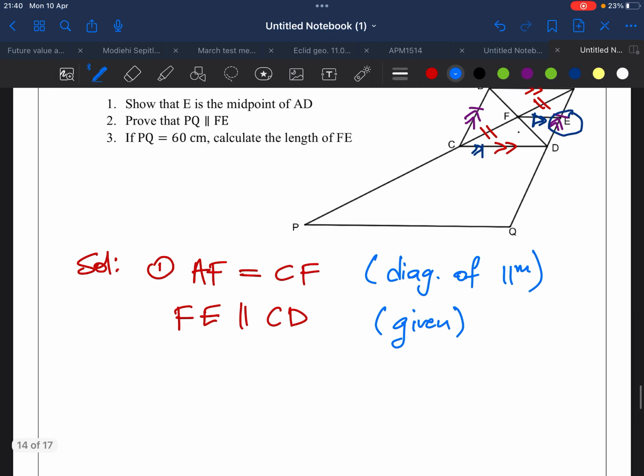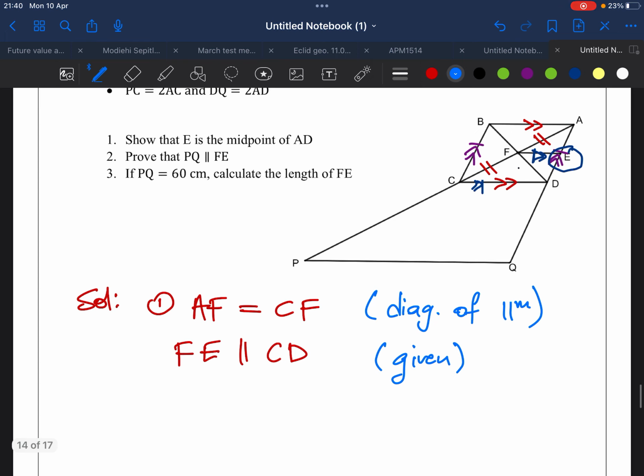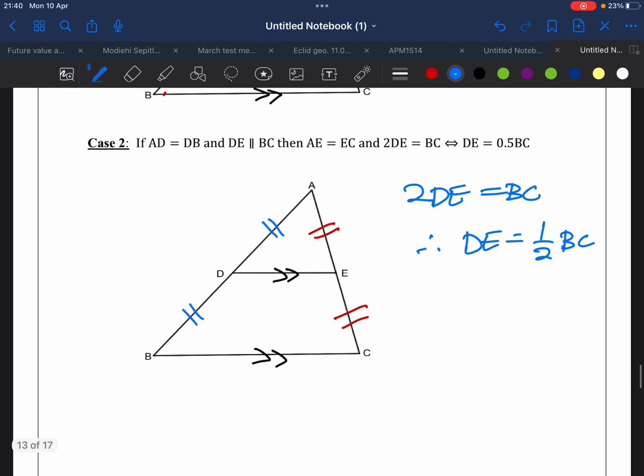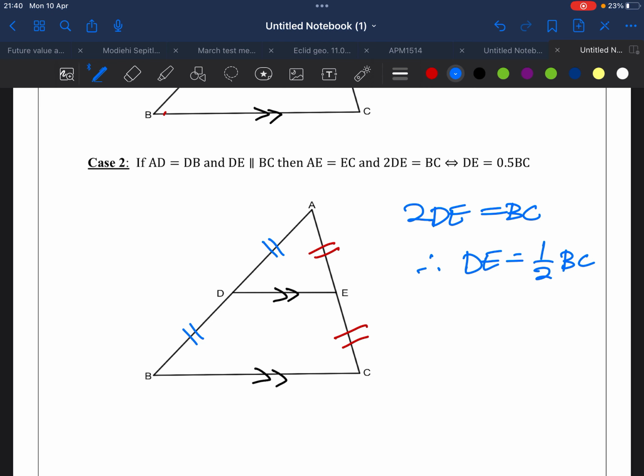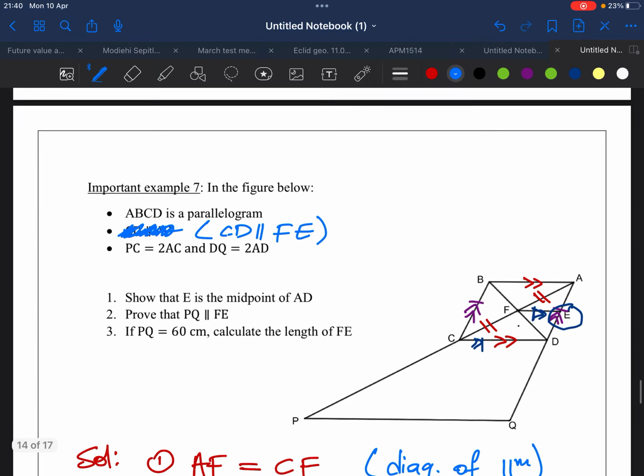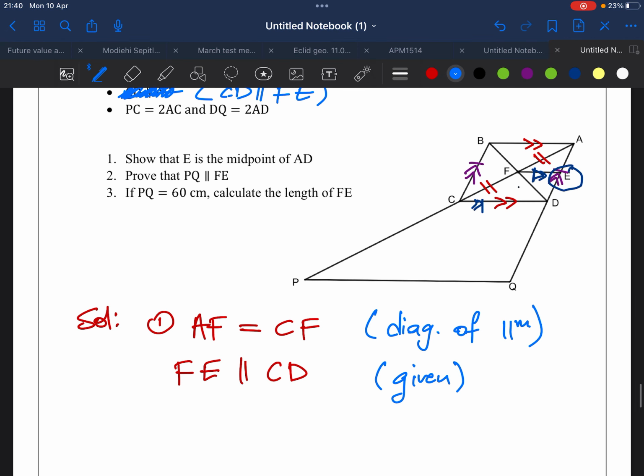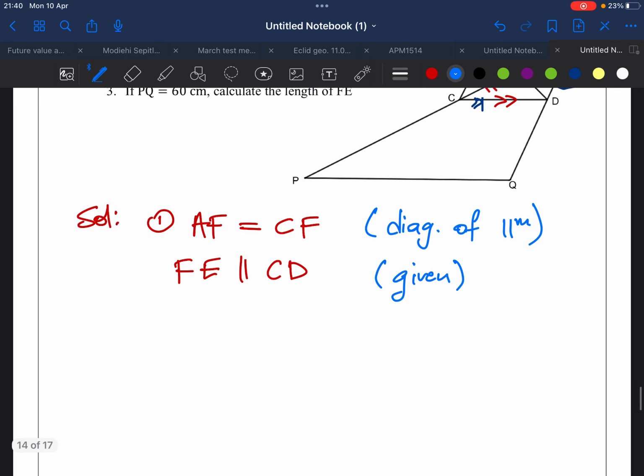Okay. So now, according to our case, if AF is equal to FC and FE is parallel to CD, that means AE is equal to ED. It is our second case. We said if AD is equal to DE and DE is parallel to BC, therefore AE is equal to EC. So that means number one needs the application of case 2 of the midpoint theorem.